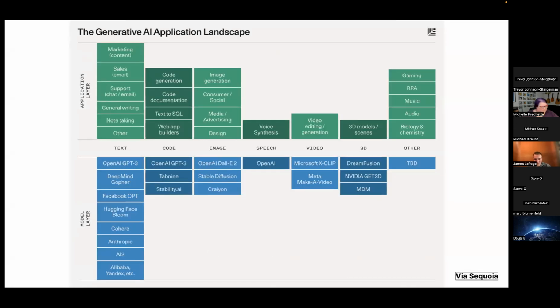So this is the landscape of what's used and the applications of AI in 2023. So we can see text, code, and image. There's also speech, video, 3D, and other. The core things I think to take away here are in text, we can create content. We can also create answers. We can create answers based on content.